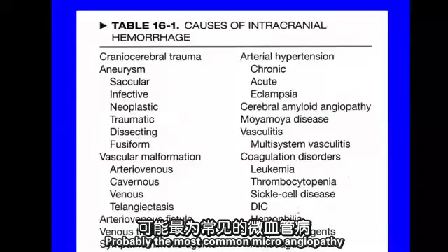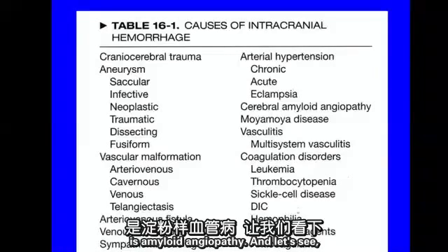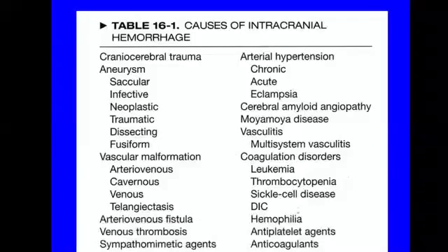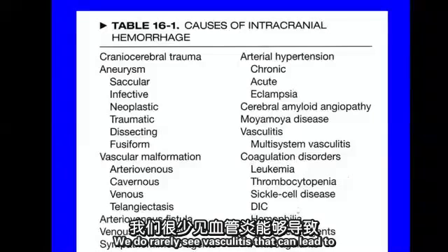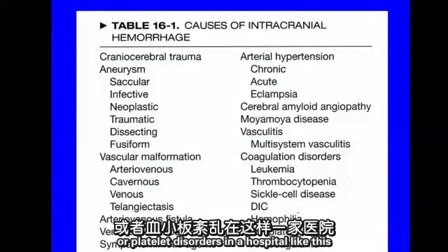Probably the most common microangiopathy that we see as a cause of intraparenchymal hemorrhage is amyloid angiopathy. I'll say moyamoya disease is on this list, but I've never seen a parenchymal hemorrhage related to that. We do rarely see vasculitides that can lead to parenchymal hemorrhage. And then coagulopathies or platelet disorders.